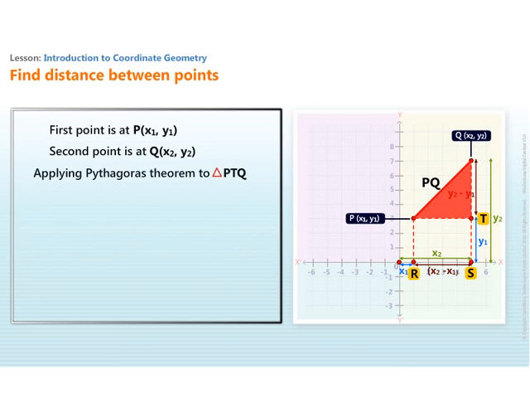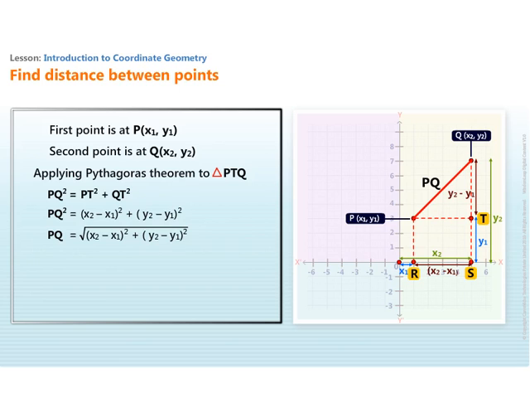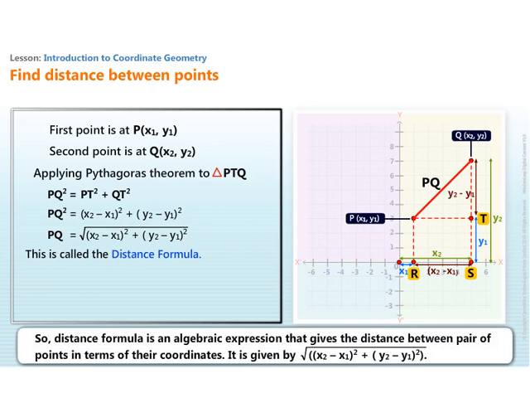Apply Pythagoras' theorem to right-angled triangle PTQ. We get PQ squared is equal to PT squared plus QT squared. Substituting the values of PT and QT, we get PQ is equal to the square root of (x2 minus x1) whole squared plus (y2 minus y1) whole squared. This is called the distance formula. So, the distance formula is an algebraic expression that gives the distance between a pair of points in terms of their coordinates. It is given by the square root of (x2 minus x1) whole squared plus (y2 minus y1) whole squared.